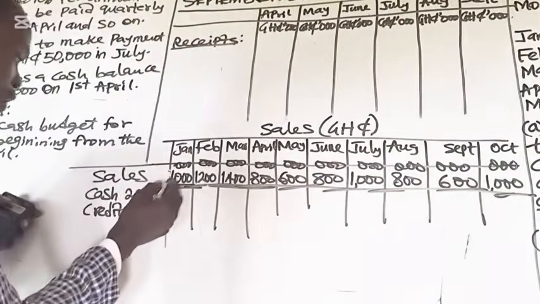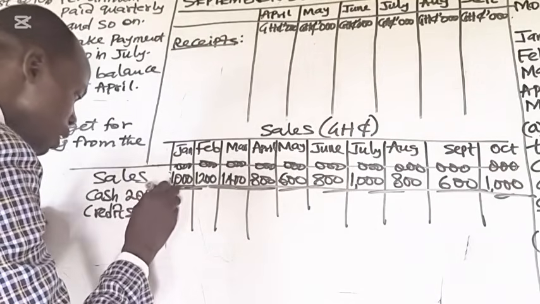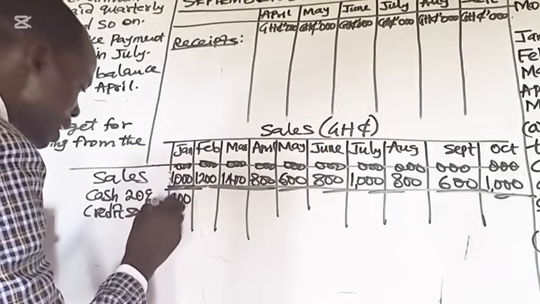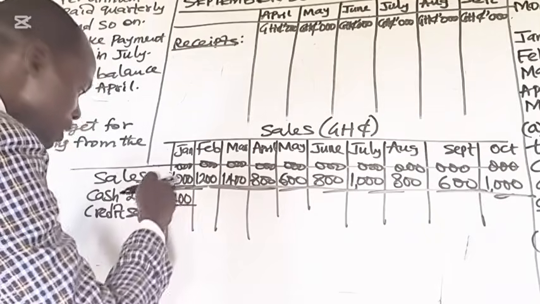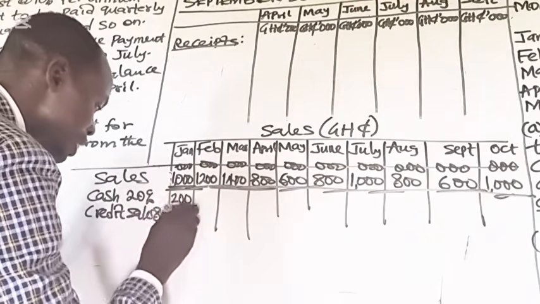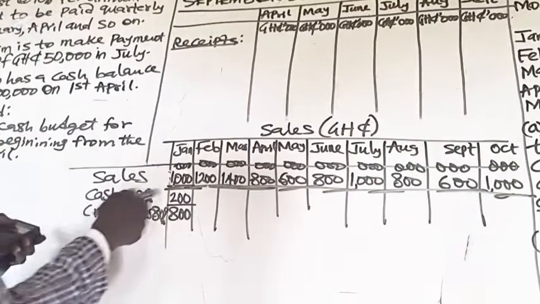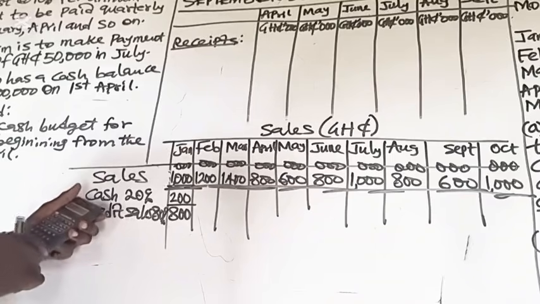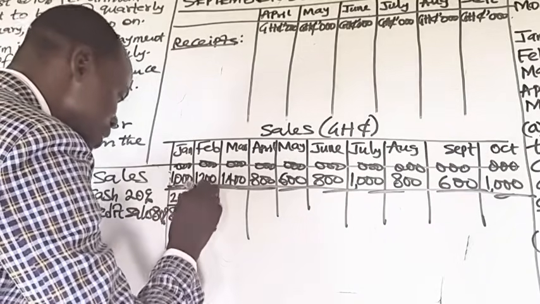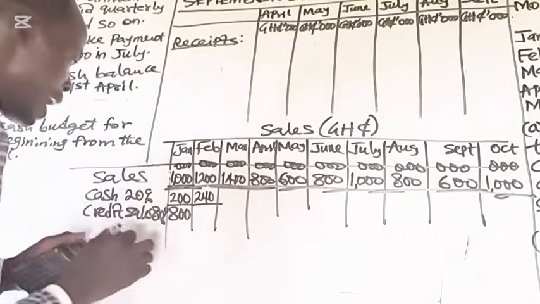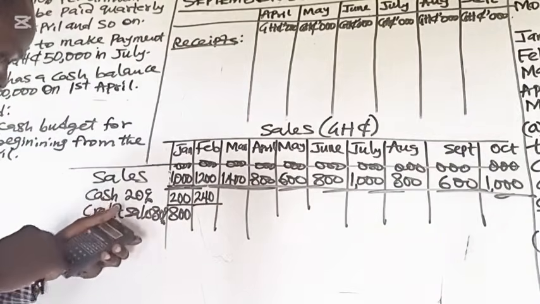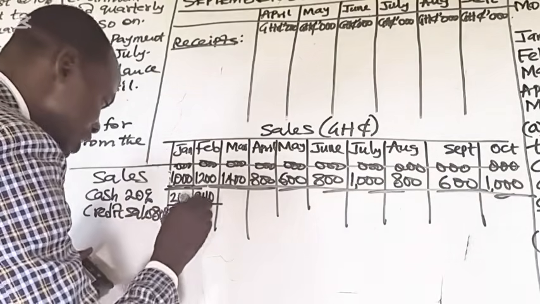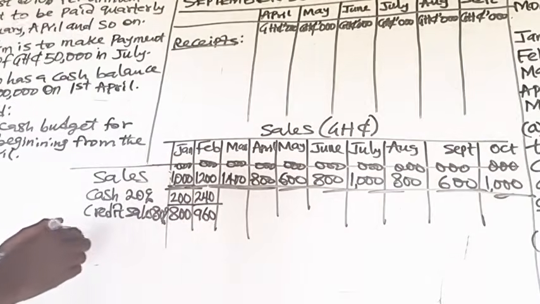So, 20% of 1 million, that will be 200,000. That is cash sales. 80% of 1 million, that will be 800,000. That is credit sales. Then 20% of 1.2 million, that is 240. That is cash sales. And the credit sales will be 80% of 1.2 million. That gives us 960. That is the credit sales.